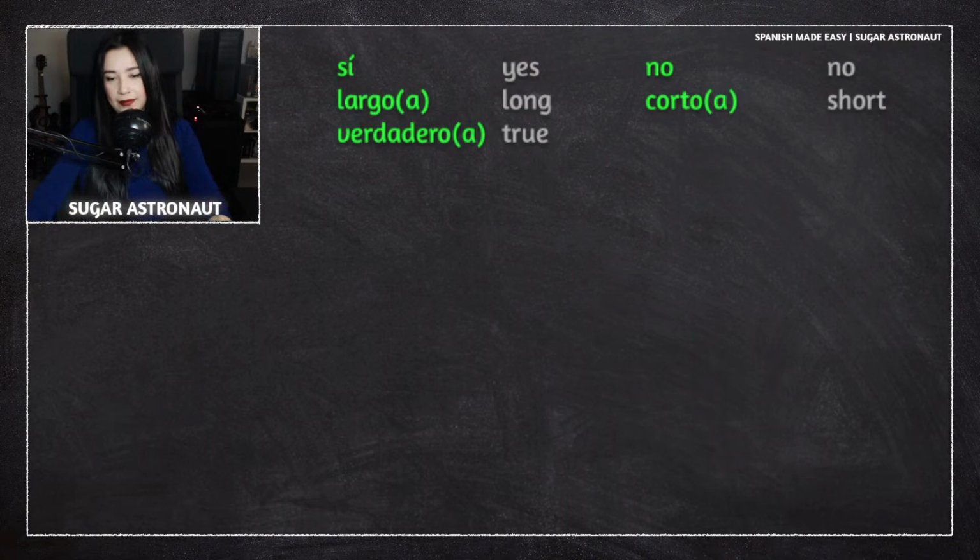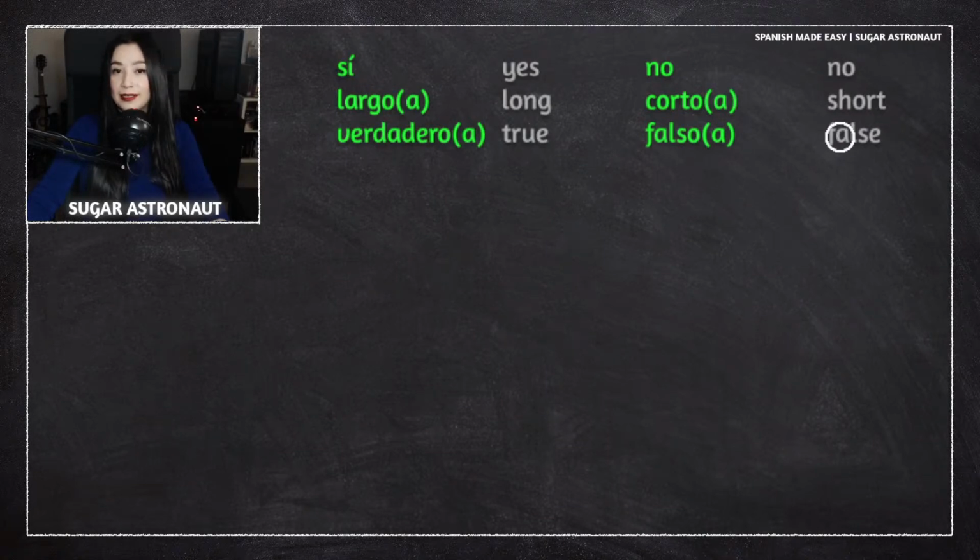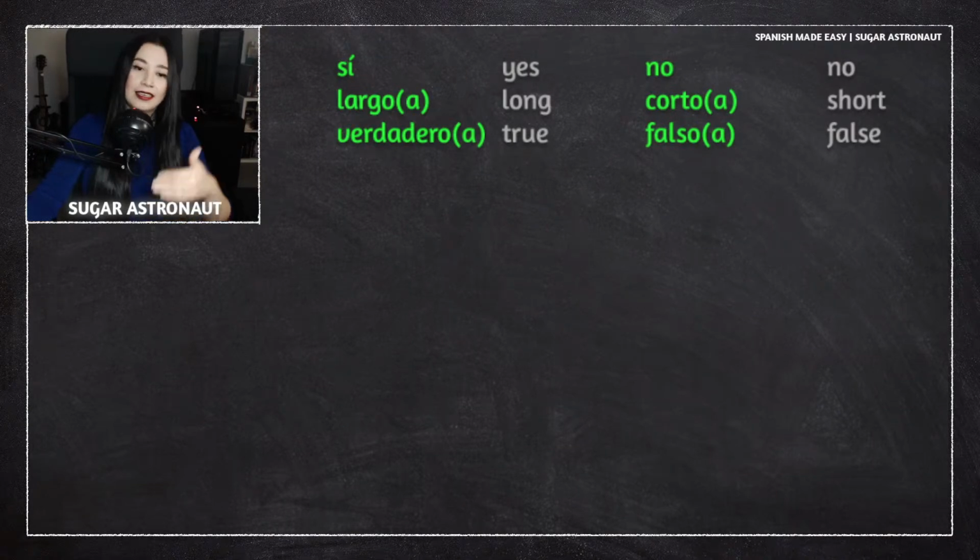Verdadero, verdadera. Okay? Now, what's the opposite of verdadero? Falso, falso, falsa. Okay? Falso means false. So this one is very similar to the English word false. Falso, falsa. It's a very interesting word because it also means fake. So falso can mean fake and false. Okay? Verdadero, falso. True, false.